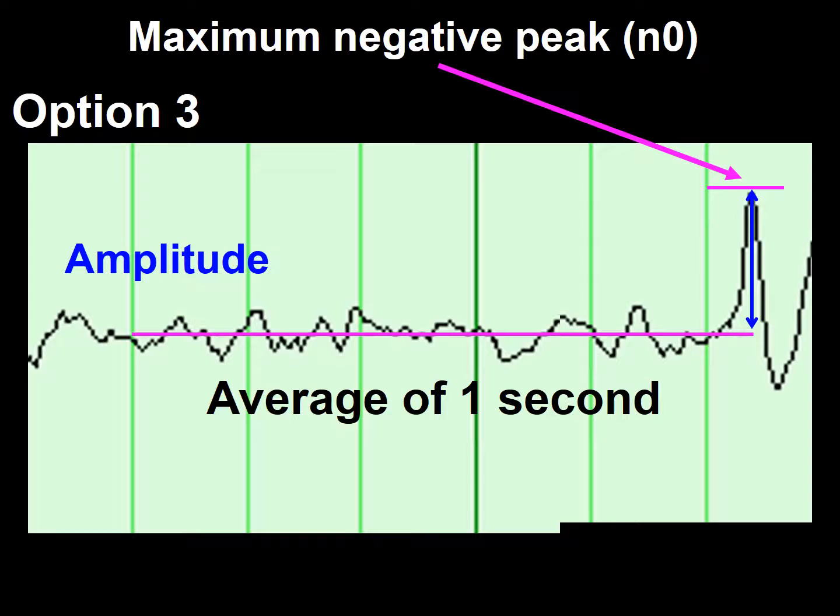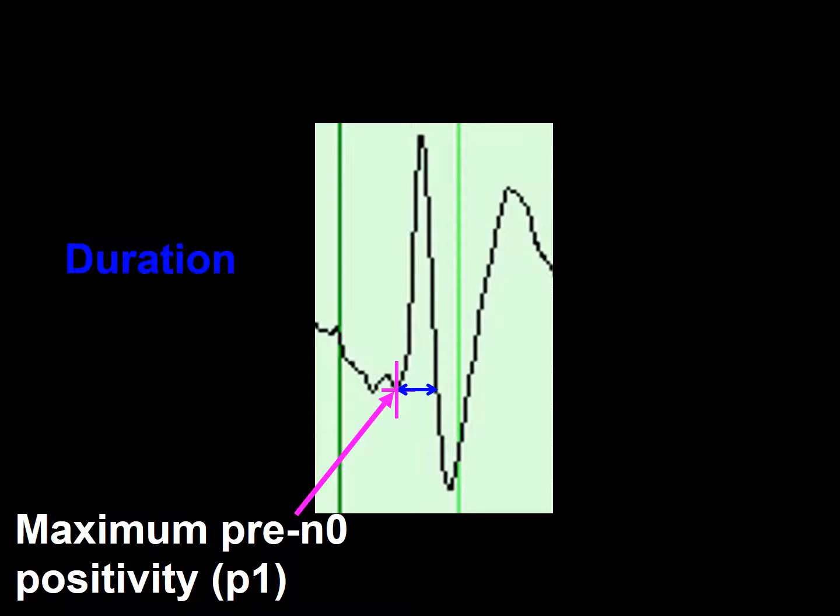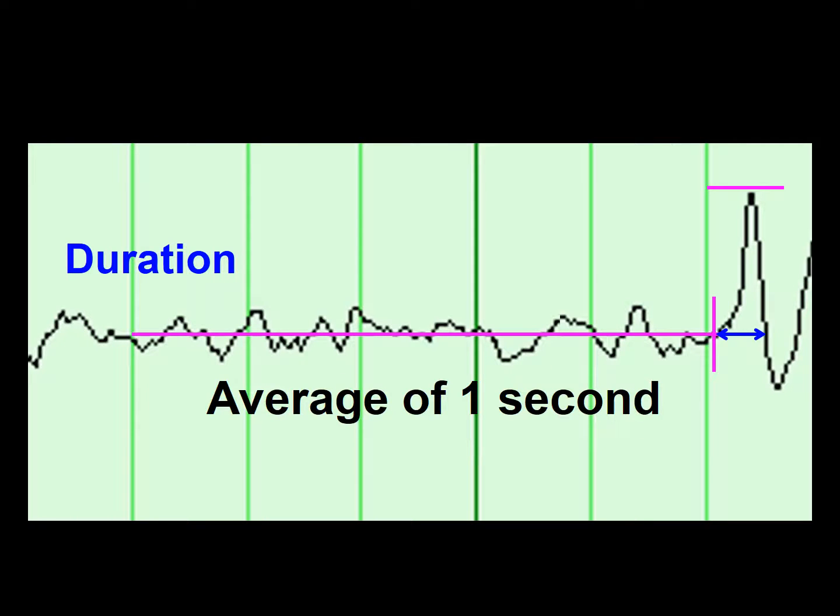A third option, when the other two options are not possible or accurate, is to eyeball the average baseline during a 1 second period preceding the wave in question and use this point to measure up to the maximum negativity of the wave, as you can see in this frame. The duration is measured from the maximum positivity of the pre-negative positivity to the other side, as you can see in this frame, or in cases where the amplitude was measured by eyeballing the baseline, it should be measured from that point to the opposite side at the same level, again as you can see in this frame. It is important to stress that the same methodology should be used throughout the record.